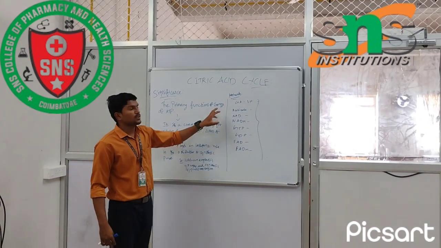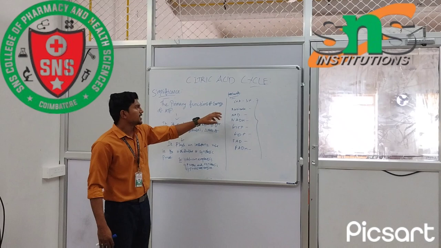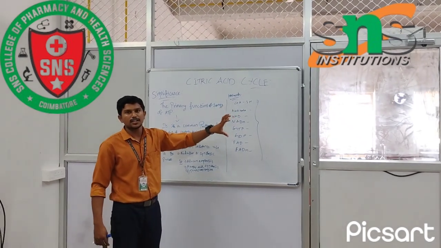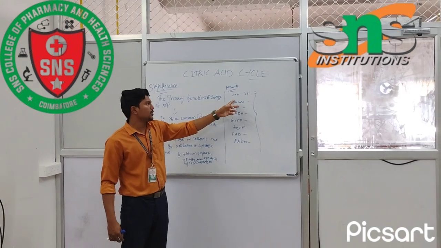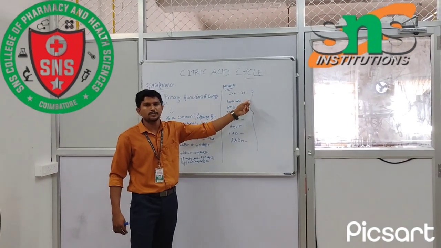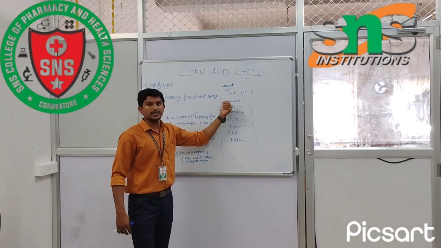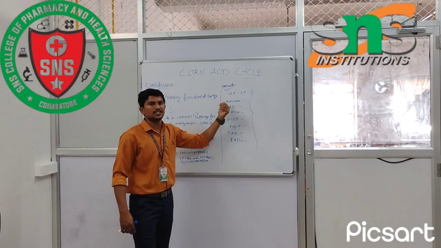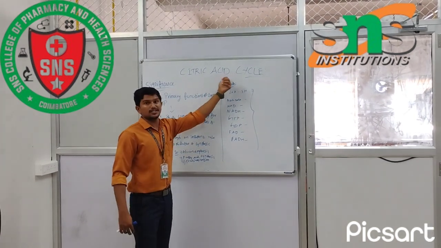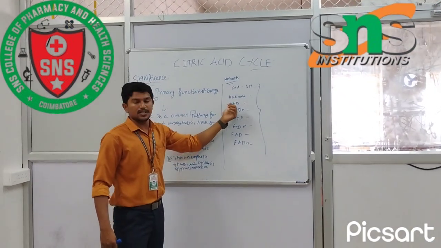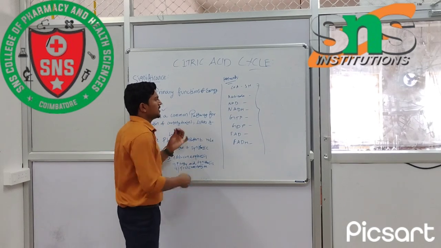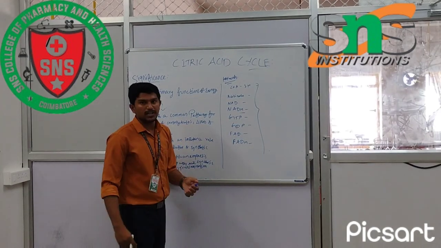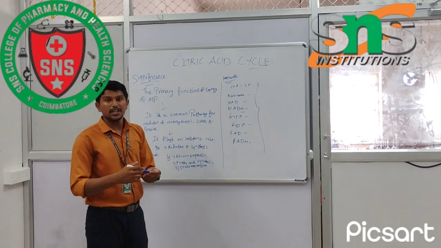Next, following the topic of the citric acid cycle, these are the keywords to understand the concept. CoA means coenzyme A, and SH means sulfhydryl group. Aconitase is a type of enzyme present in the citric acid cycle reactions. NAD is nicotinamide adenine dinucleotide, and H is hydrogen. Hydrogen groups are present in NADH.